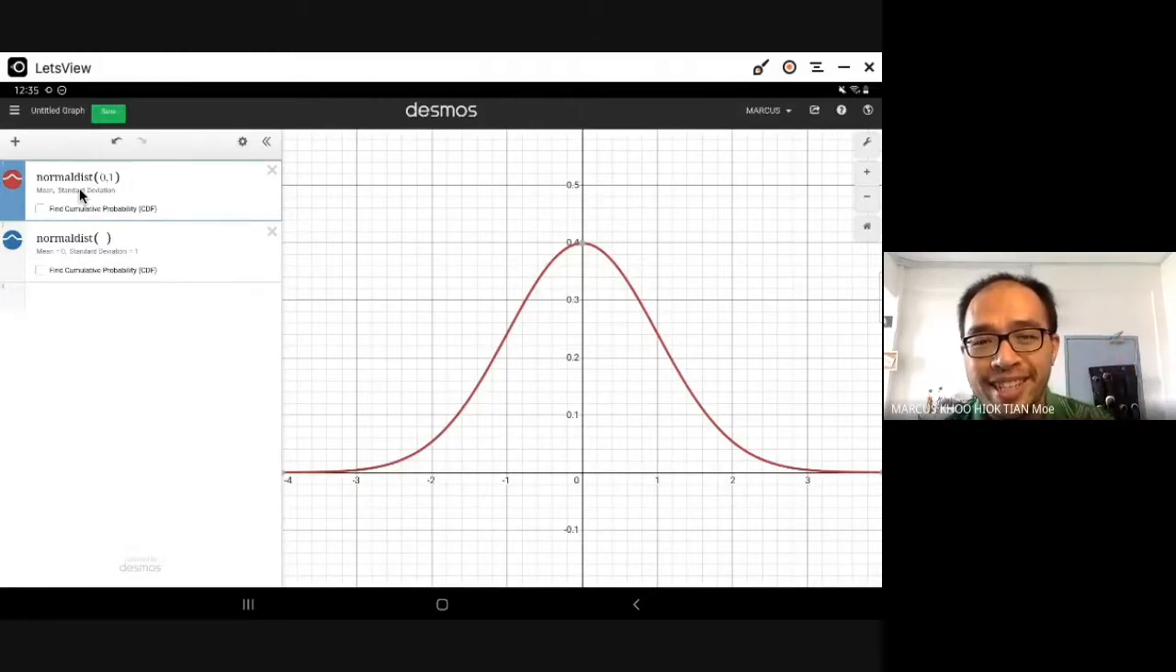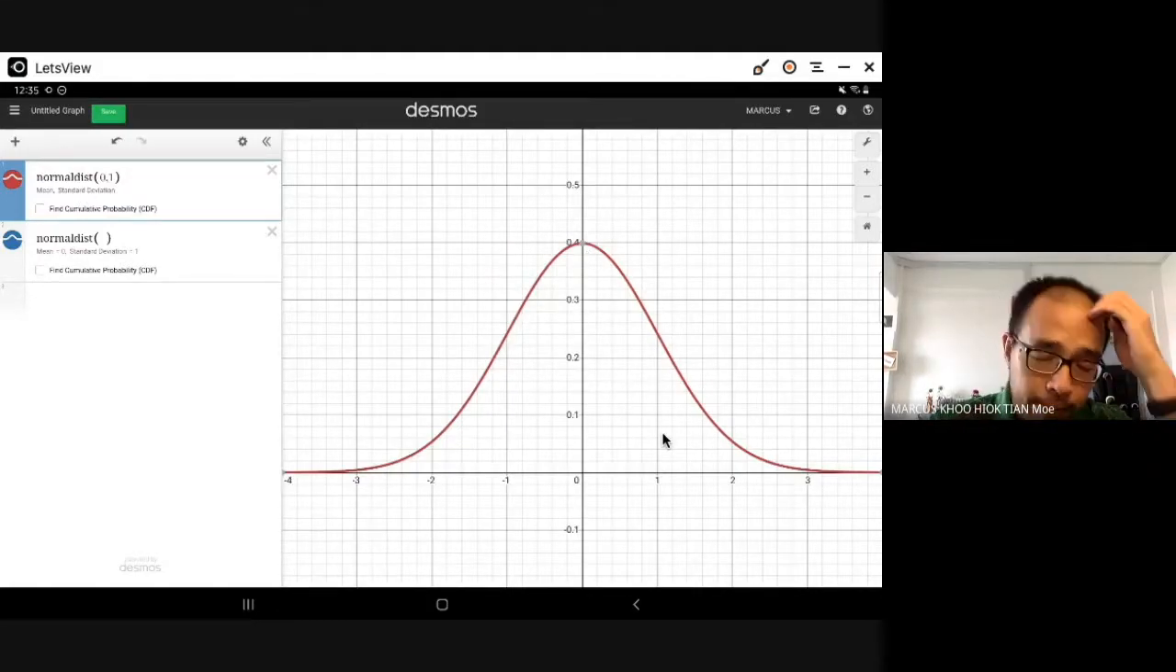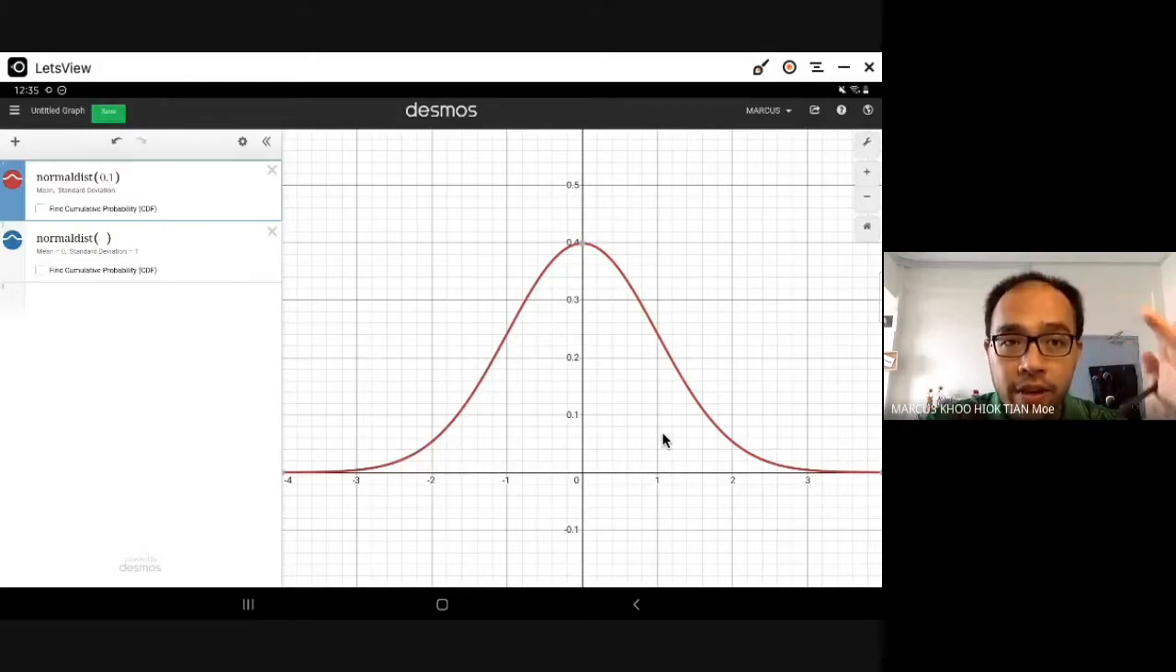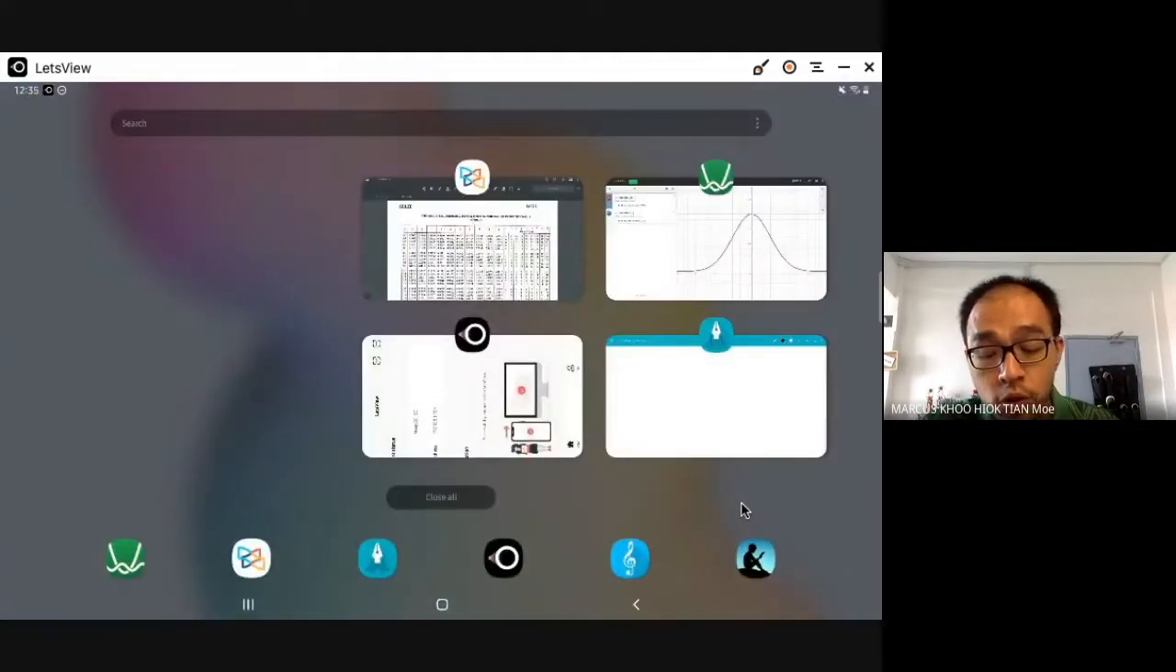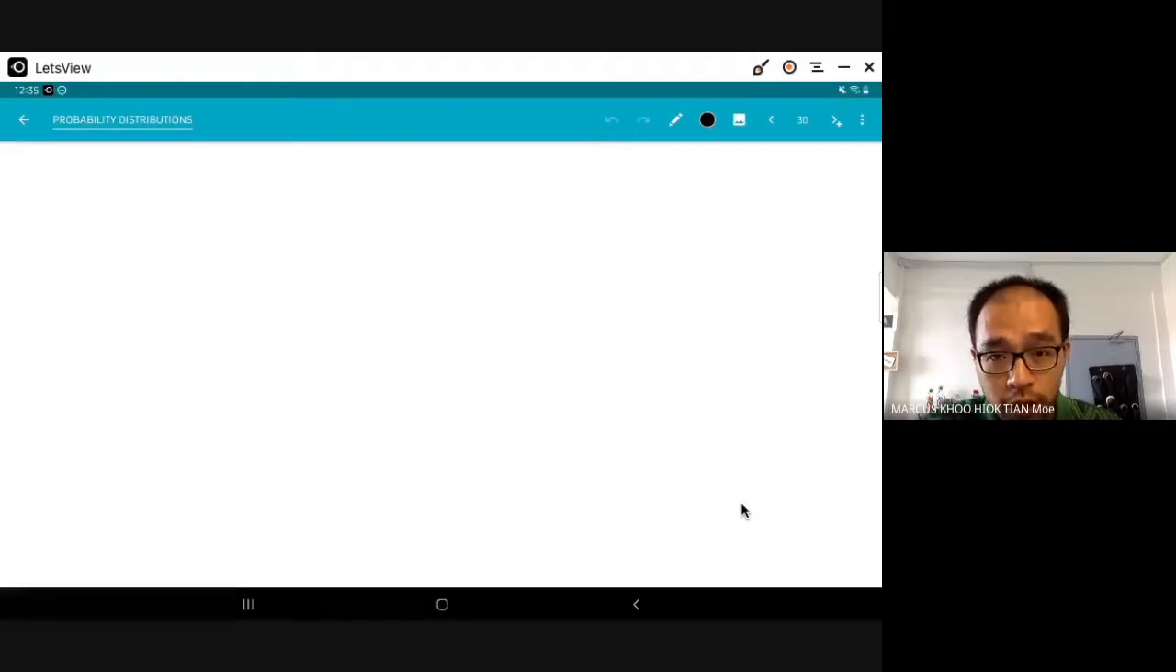Okay, the mean is 0, as you can see over here. And the standard deviation is 1. So I want you to get used to drawing this. Okay, you don't have to draw it in such a complicated manner. Usually how I will draw this is I will draw a center over here, and then after that I will draw this, and then after that I will just do like this lah.